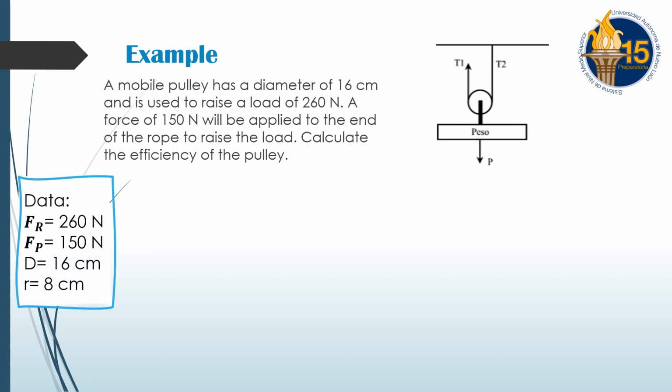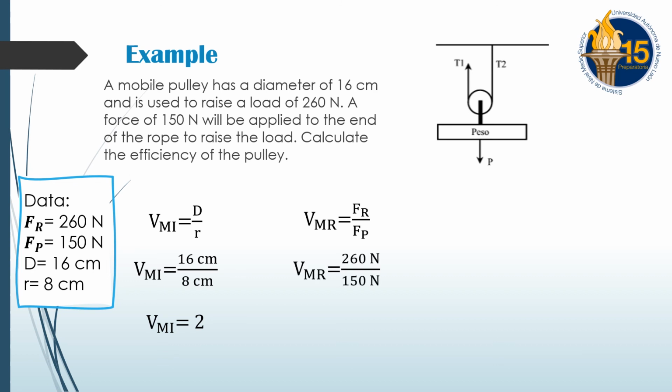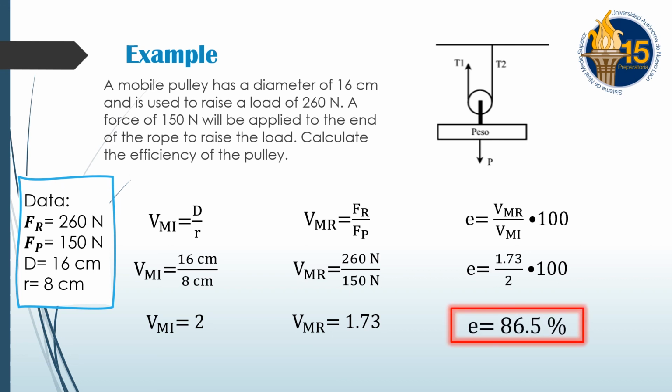To calculate the efficiency, we need the ideal mechanical advantage and the actual one. We know that the ideal mechanical advantage is 2, since it is a division of the diameter by the radius. And to calculate the actual mechanical advantage, we need to divide the load force by the effort force, resulting in 1.73. In other words, to calculate the efficiency, we need to divide 1.73 by 2 and multiply it by 100, resulting in 86.5%.